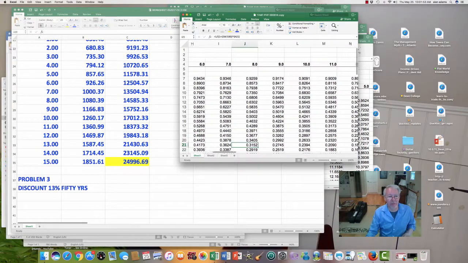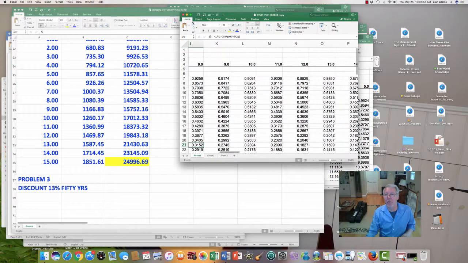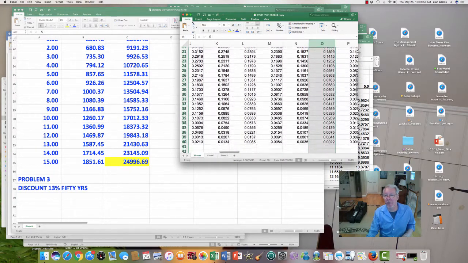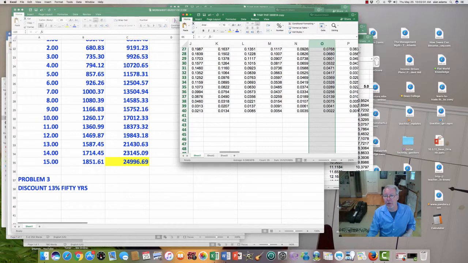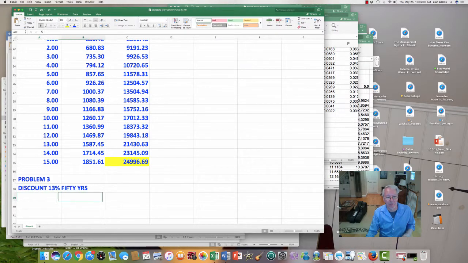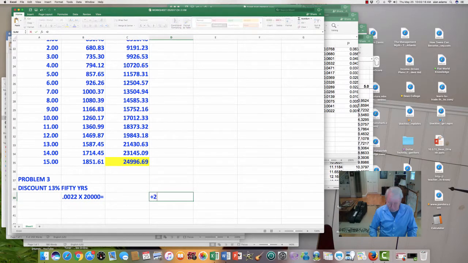This is, again, the present value interest factor table. I'm going to go over to the 13% column, that is column O, and I'm going to use 0.0022. 0.0022 multiplied by $20,000 is going to tell me how much that $20,000 is worth in today's money. Let's actually math it out and see what we get. 20,000 times 0.0022, and I'm going to put decimals on that. Looks like 44 bucks. That's interesting, okay?